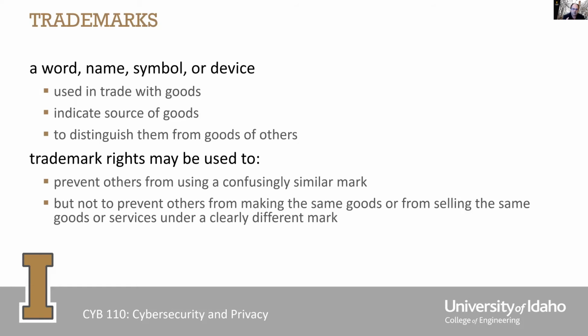So you use these trademarks to prevent others from using a confusingly similar mark, but not to prevent others from making the same goods or from selling the same goods or services under clearly different marks. So, McDonald's restaurant has a trademark. Burger King has a trademark. They both can sell hamburgers and French fries. Now, granted, they've also done copyrights or patents or whatever. I think McDonald's and Burger King have patents on the way they're doing hamburgers. So McDonald's is the two all beef patties, special sauce, lettuce, cheese, pickles, onions on a sesame seed bun, etc. And somebody else can't do exactly that.